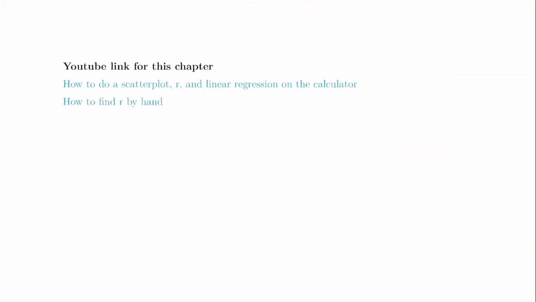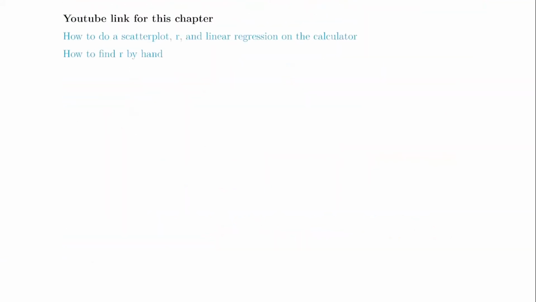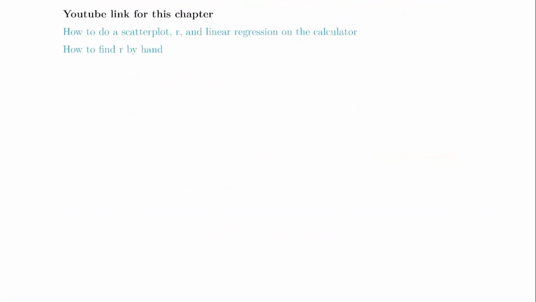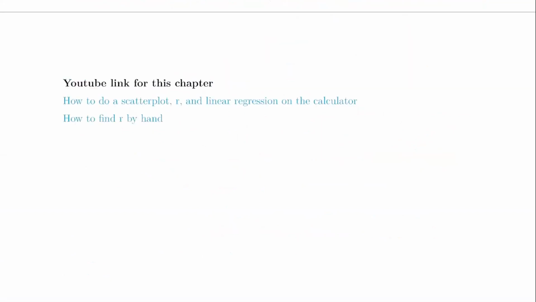All right, cool. And that's it for this chapter 4. So here are some links. If you want to know how to do a scatter plot, or find R or linear regression on the calculator, that's where you want to go. If you're still having trouble finding R using the calculator, finding the linear regression using your calculator, or doing a scatter plot using your calculator, just click on this link and that should help you out. If you need help on finding R by hand, just click on that link and it'll help you find R by hand. But that's it for chapter 4.